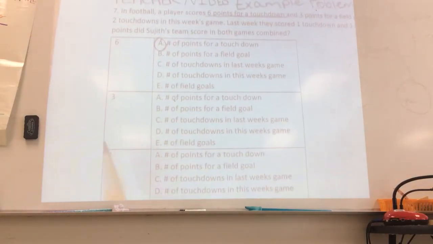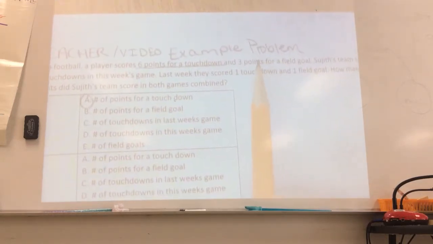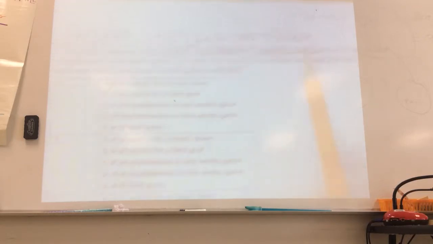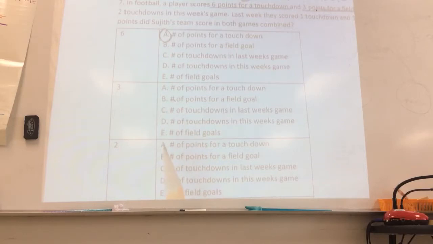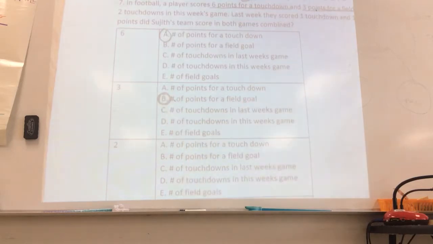Now let's look at the 3. What does the 3 represent? If I go back into my word problem, I can see that it says 3 points for a field goal. All right, which one of these answer choices, A, B, C, D, or E, says number of points for a field goal? That's B. I know that my 3 is my number of points for a field goal.